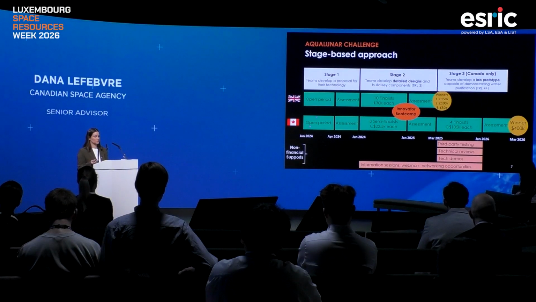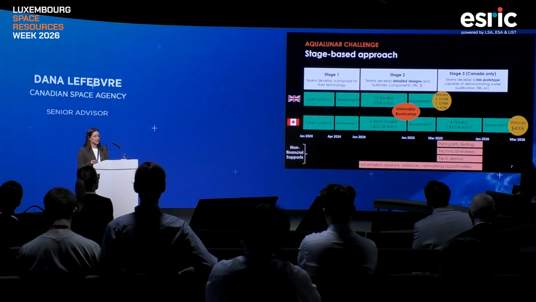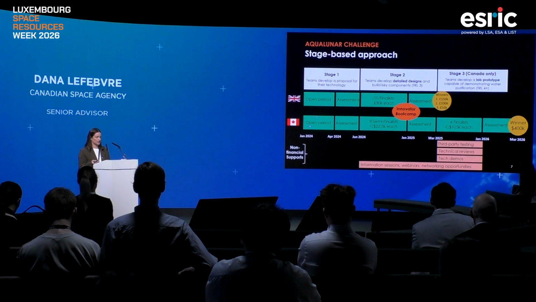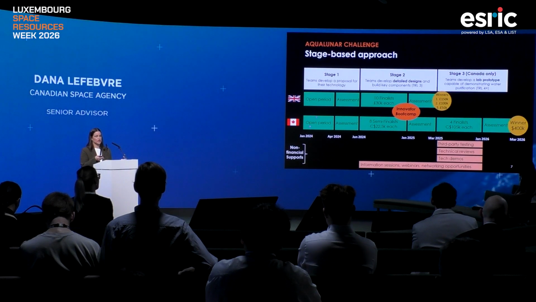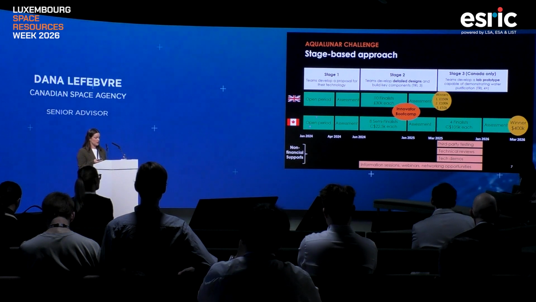Stage 2 is where they were able to actually develop those detailed designs and build key components reaching TRL 3. As you can see, the UK track ends at the end of stage 2, and I'll discuss the winners in a moment. But I just wanted to take a second to talk about stage 3, where on the Canadian side, innovators were required to integrate components from their proof of concept into a lab prototype that was actually capable of demonstrating water purification. So we were targeting TRL 4 or higher.